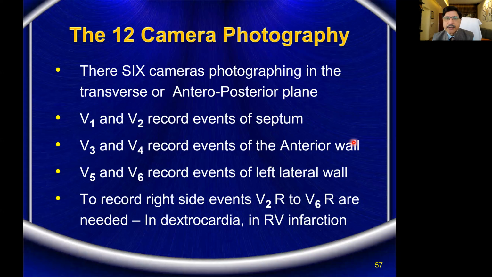To record right-sided events, V2R to V6R are needed in dextrocardia, and also if there is a right ventricular infarction. This case also I have seen. Not only the left ventricle, right ventricle also. If the RCA is blocked, you may get a diaphragmatic infarction and an RV infarct also. RV infarct changes you can get only while recording the right-sided leads.